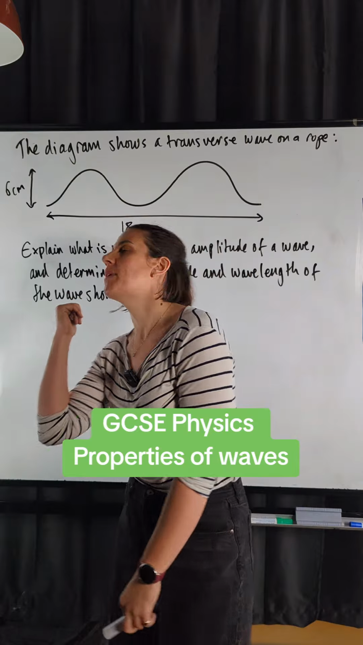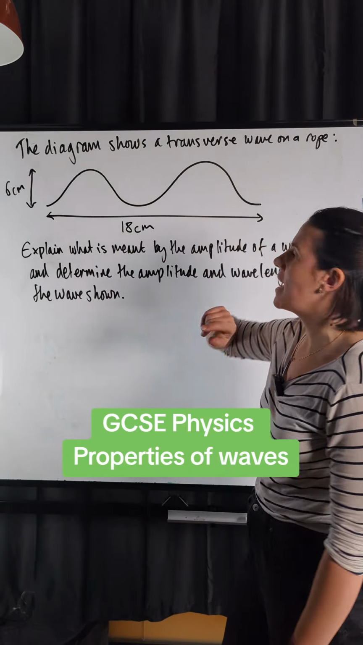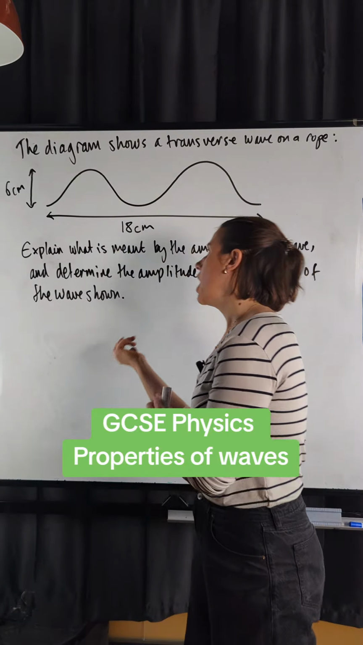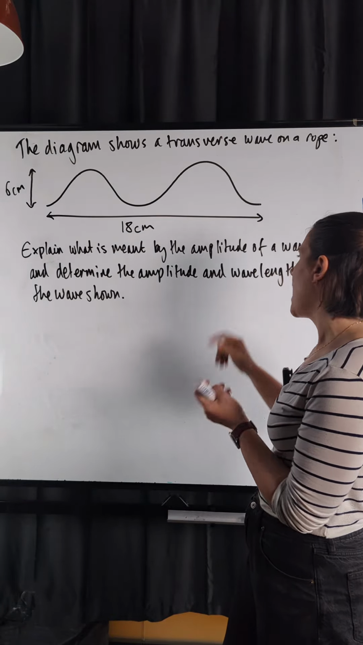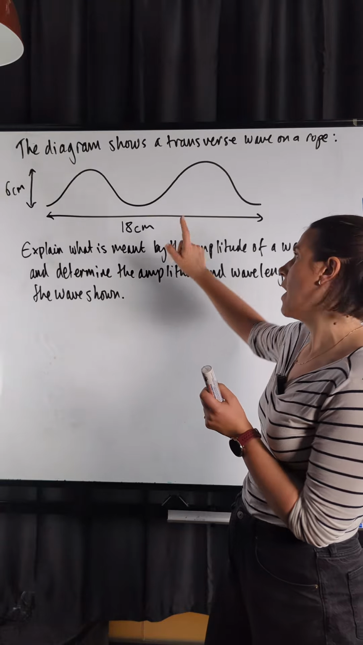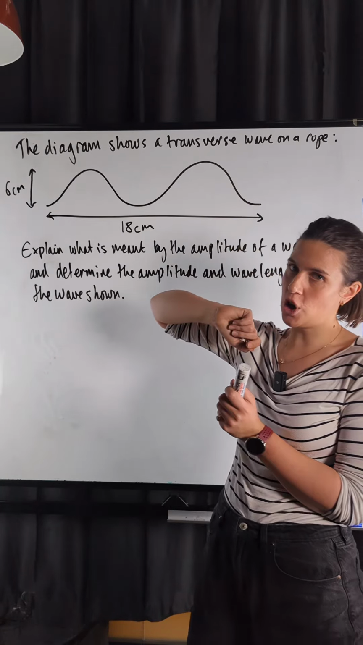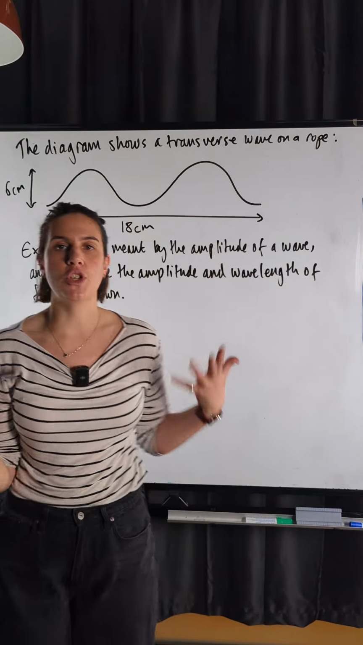On the board behind me, I've got a transverse wave that has been made on a rope. And the question asks me to explain what is meant by the amplitude of the wave and then to determine the amplitude and the wavelength from the wave that has been shown here. So let's start by thinking about what the amplitude means.